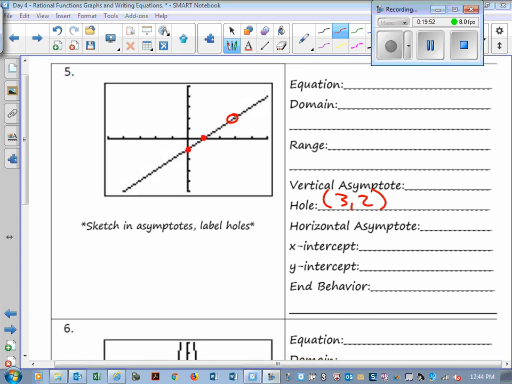Alright, are there any vertical asymptotes? No. It's just a horizontal line. No asymptotes. Extraneous solutions, there's no asymptotes. That's going to be our joke for the next month. Extraneous solutions. My x-intercept, we said, was 1, 0. Y-intercept is 0, negative 1.